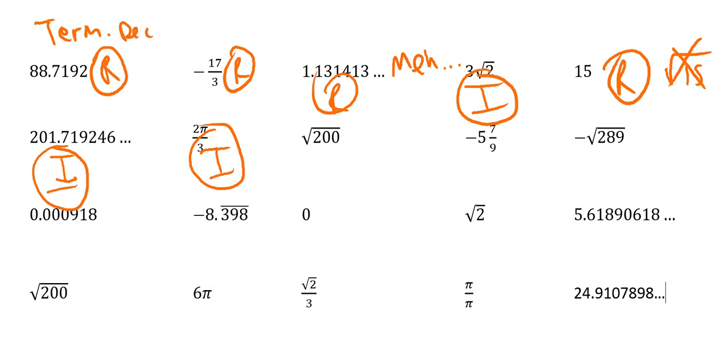Square root of 200, this is a non-perfect square. This is also going to be irrational. Square root of 200 is an irrational number. That's the whole reason why we're talking about this. It's because it's the square root of a non-perfect square.